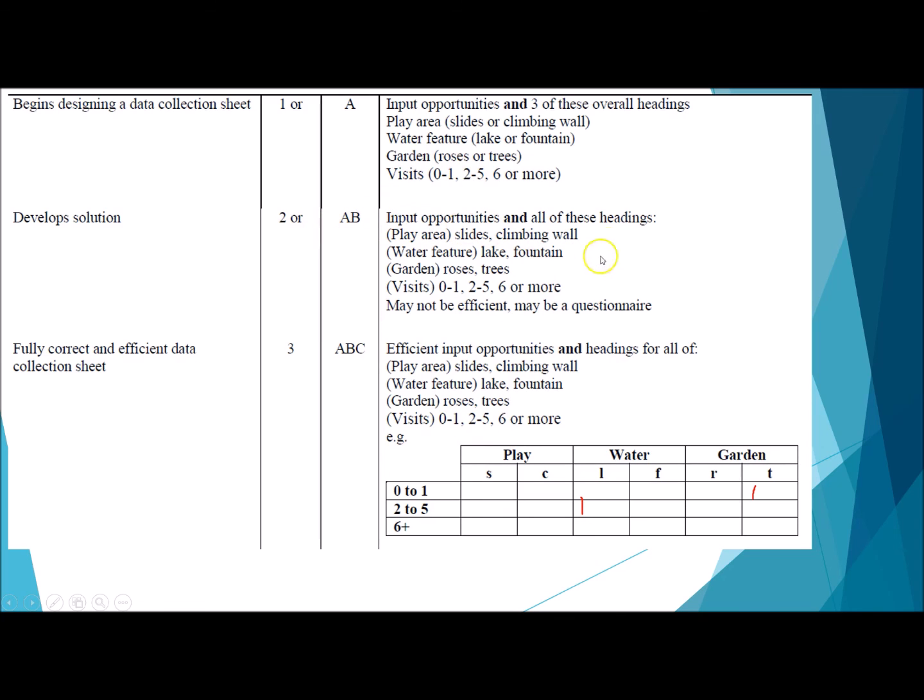So you can see for 2 marks, it has got all of these things, but it might not be very efficient, so you might not be able to fill it in very easily. What a lot of people would do is then put 0 to 1 over here, so they have all the headings going along, which means there's no way to correlate them. So you'd have people here showing you which garden choice they want, but over here how many times they visit. So actually you can't put that all together. And it could even be a questionnaire for 2 marks. So it's not very efficient. So that's a data collection sheet, or in many cases just a 2-way table.